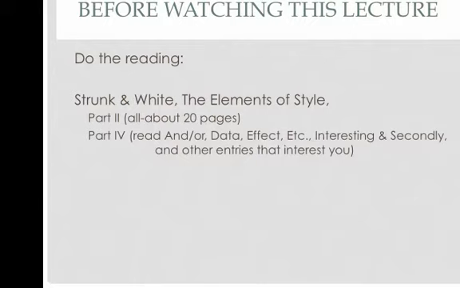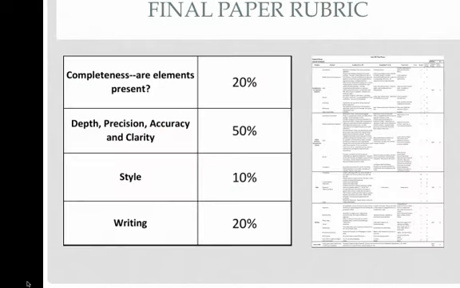It's about 20 pages. In Part 4, I want you to read just several entries: the and/or entry, data, effect, etc., interesting, and secondly. I'd also like you to read other entries that interest you, and at some point read the whole thing. I think you'll find it useful for your writing. But for now, if you don't have a lot of time, read all of Part 2 and just several entries from Part 4. Okay, assuming you've done that, let's look again at the final paper rubric.